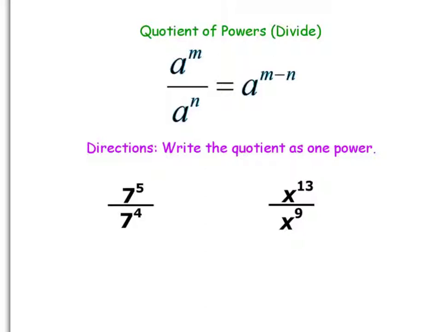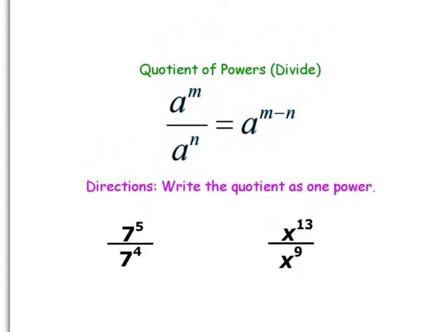So our rule that I want to make sure you write down in your foldable is a to the m divided by a to the n. So notice again, they have to have the same base. So when you divide two powers that have the same base, you can subtract their exponents.